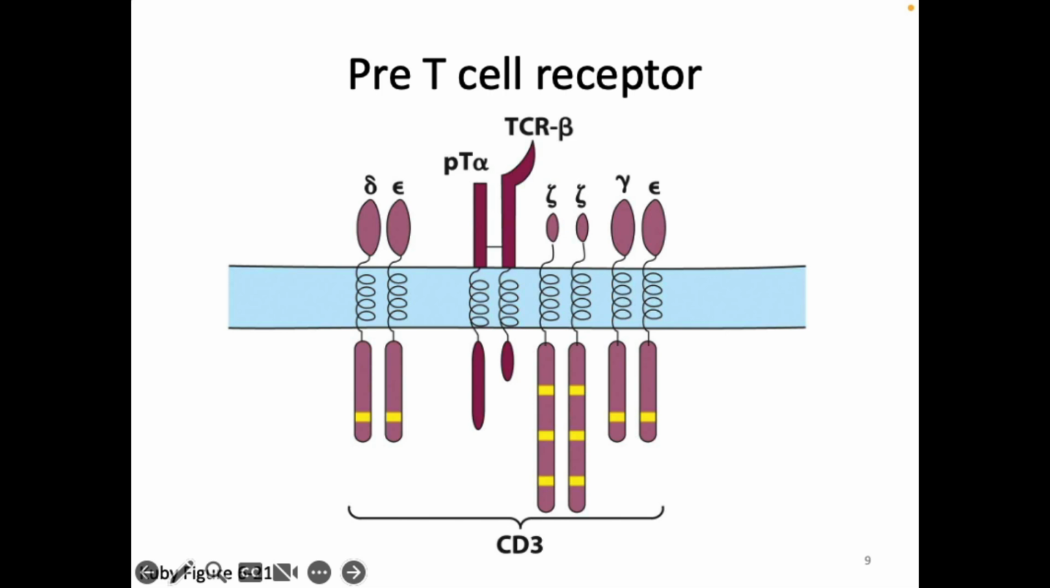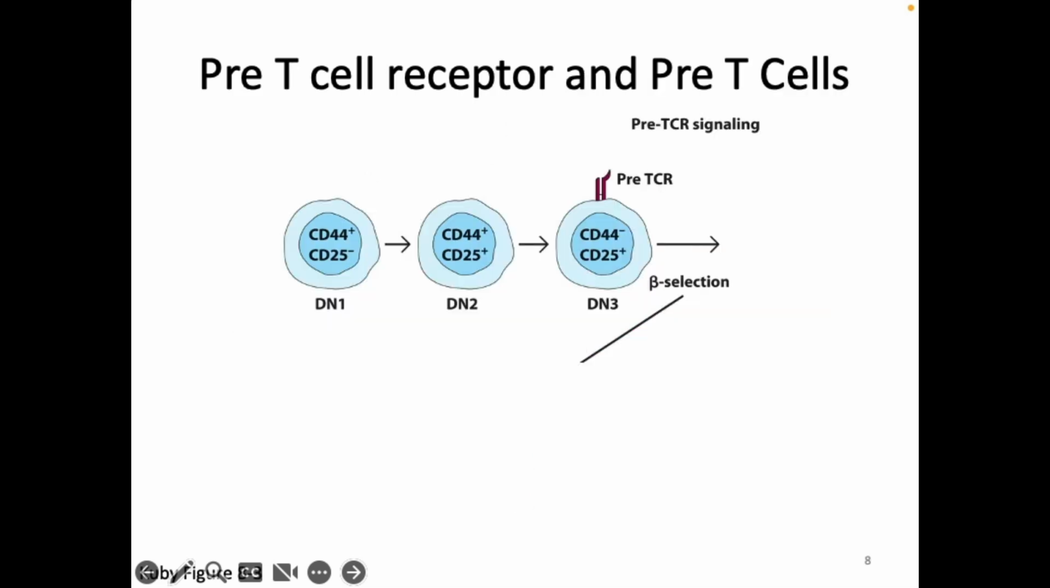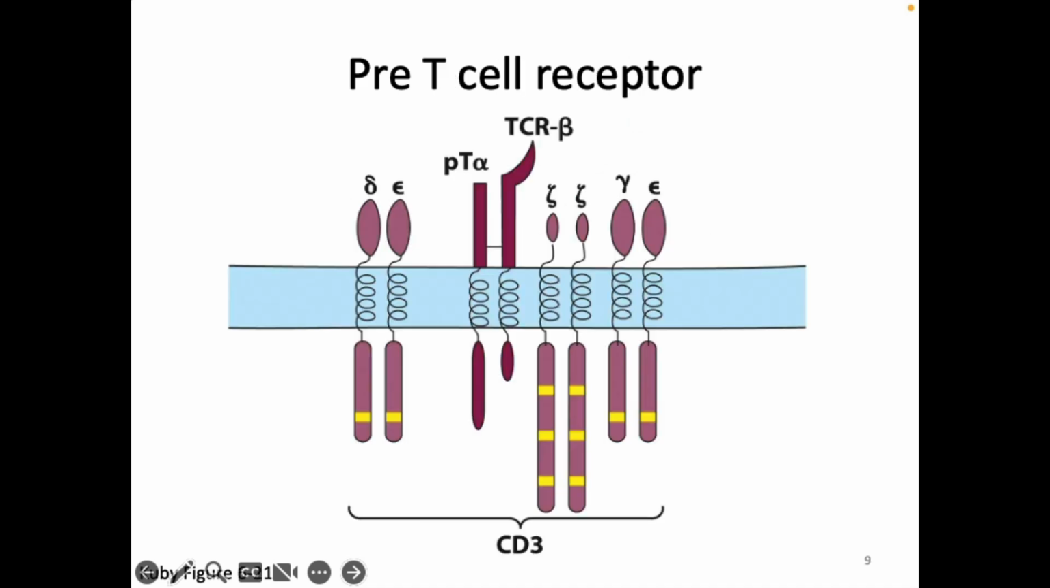One thing to also notice here is that this cell is a DN3, double negative. That means it doesn't have CD4 or CD8 yet. DN means no CD4 and no CD8. So we don't have CD4 or CD8 to pair with this yet because we haven't made them. But we do have the CD3 chains.